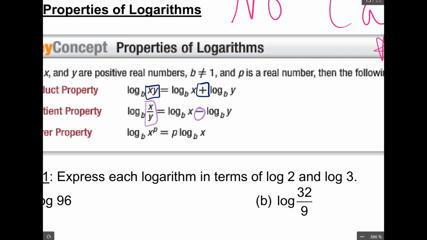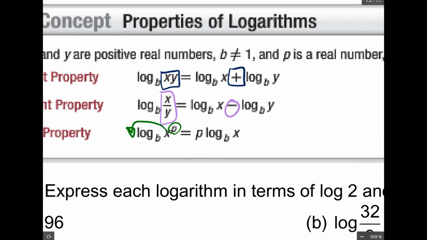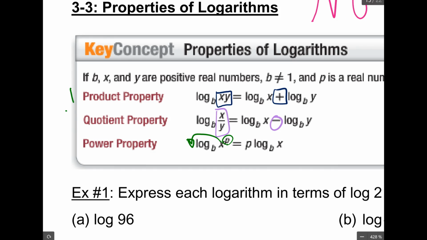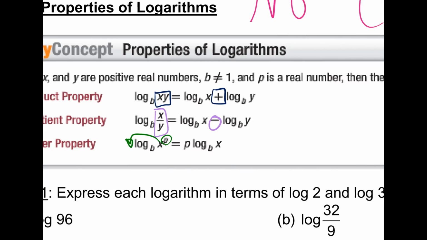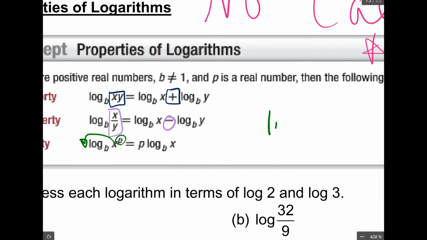And then the power property, this one's pretty cool. Literally, you take the power and you can bring it right out front of the log. So there's really only 3 properties you have to memorize. This stuff isn't new. This is from Algebra 2, so no worries at all. Also, keep in mind that if it's just log plain, it means log base 10.